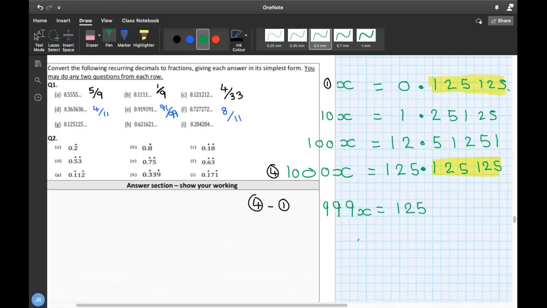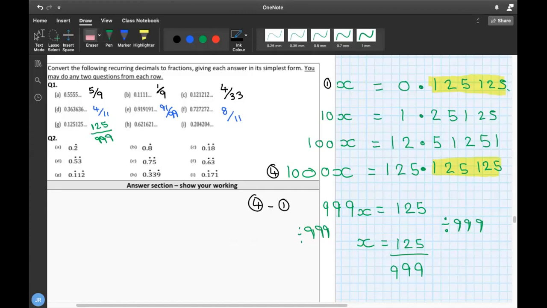To get from 999x to 1x, you're dividing by 999. So you'd have to do the same thing to this side of the equation to make sure it stays balanced. Okay, and that's going to be 125 over 999. And we cannot simplify that any further, so we'll leave that as our final answer. 125 over 999.